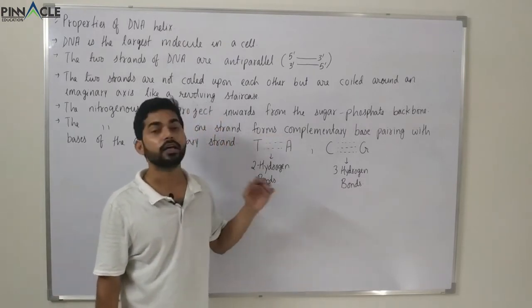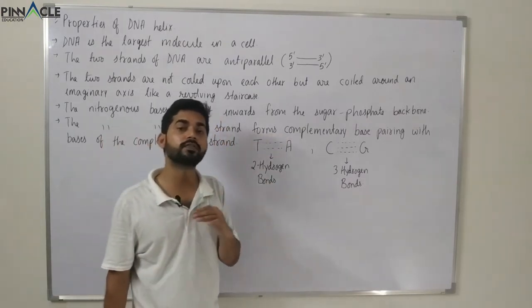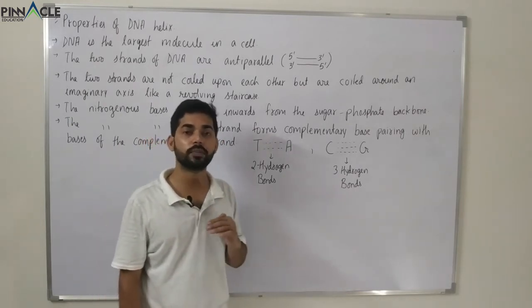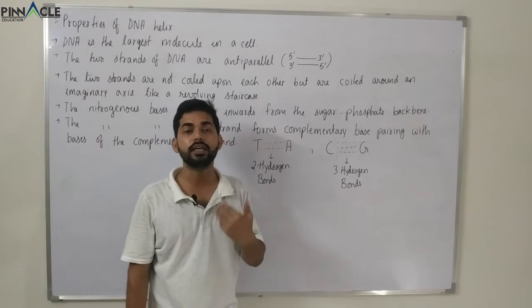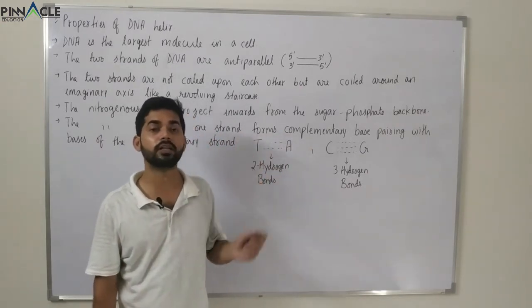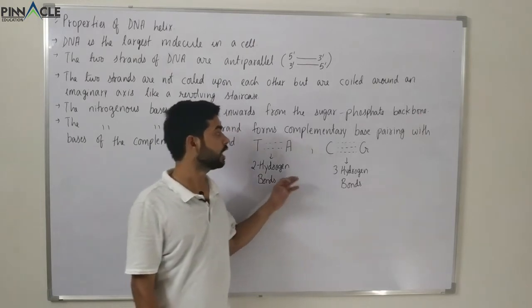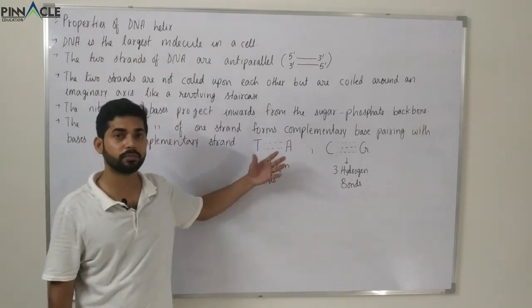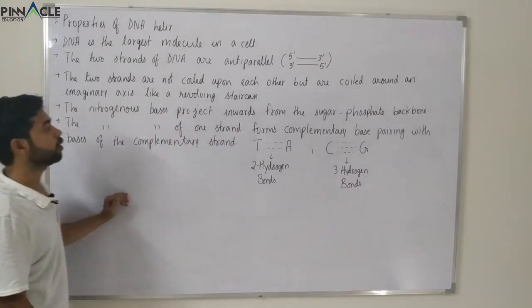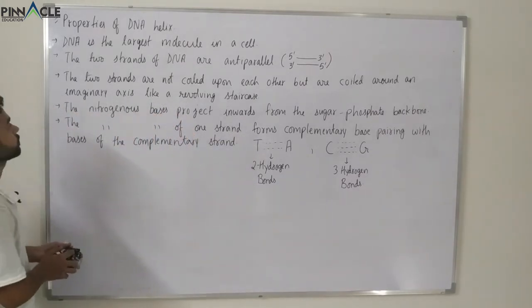Apart from that, there is something called stacking of the planes of the base pairs. Because of this stacking of the planes of the base pairs, DNA is extra stable. That is, it confers stability to the normal double helix of DNA. We are not going into that detail in this crash course class. So these are the normal properties of the DNA helix.